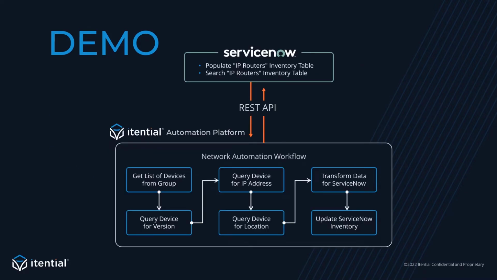And so just to dive deeper into what we'll be doing. From a ServiceNow perspective, we're going to be populating a table called IP routers. It's an inventory table. We're also going to be searching that inventory table, IP routers, as a source of truth. We're going to be interfacing with ServiceNow through the REST API that's been onboarded and integrated into the system. And we're going to build a workflow.